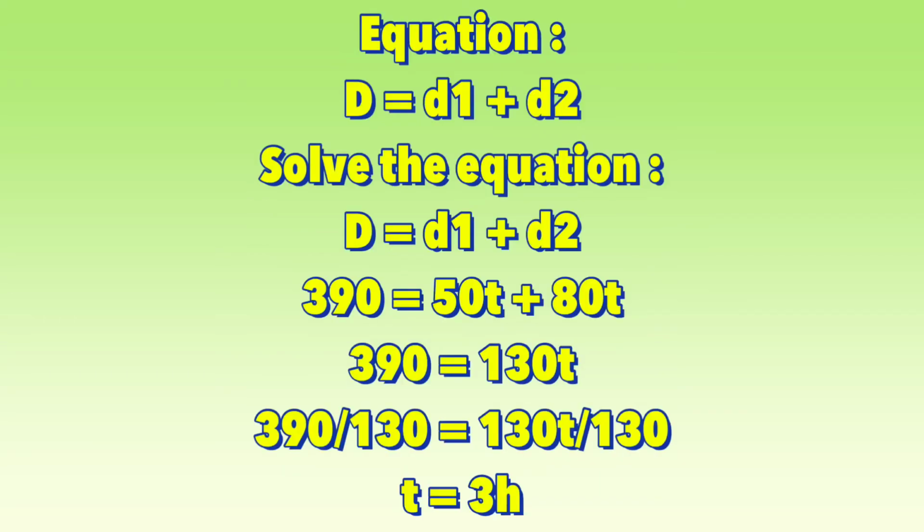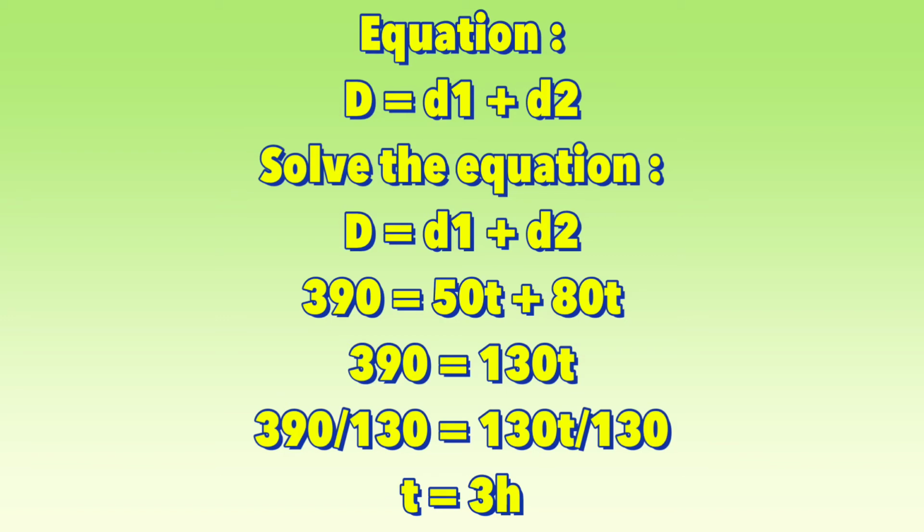Okay, the distance covered is 390 equals the distance of the buses, we have RT. So the rate of the first bus is 50 times T plus the rate of the second bus is 80 times T. Then our next step is to combine like terms. 50T plus 80T equals 130T. And 390 just copy, and we have to divide both sides by 130. So 390 divided by 130 equals 3, and 130T divided by 130 equals T.